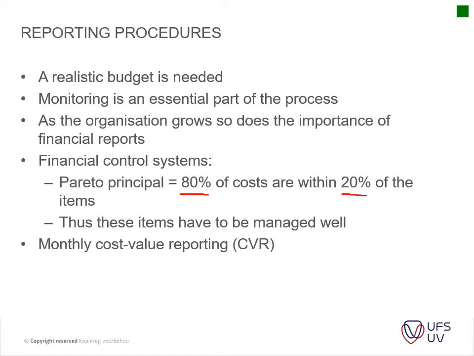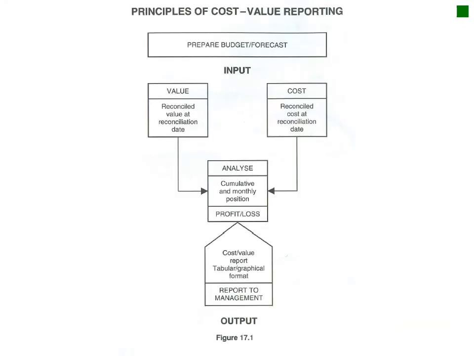Okay, monthly cash flow reporting. So this is what we're going to look at: your monthly cash flow report. Basically you've got your inputs, you've prepared your budget, you've got your value, and you've got your cost. Reconciled value at the reconciliation date, reconciled cost at the reconciliation date. So you analyze your cumulative and monthly position. You either have a profit or loss. Your cost report, in tabular and graphical formats, is reported to your management. So it's basically an in and out report.